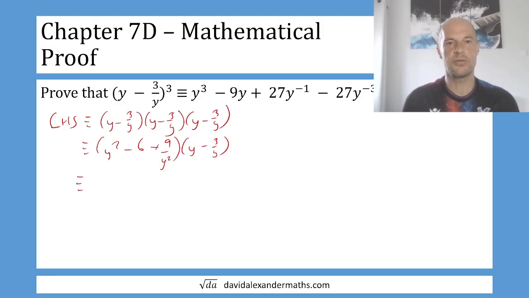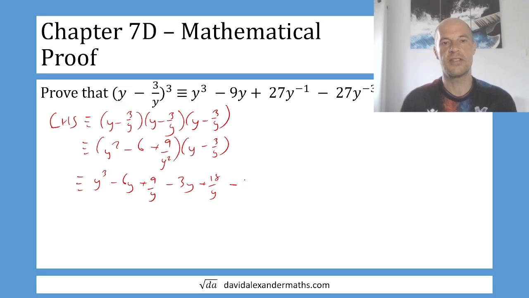So that is identical to multiplying through by y cubed take away 6y plus 9y over y squared. So that's plus 9 over y. Now multiplying through by the minus 3 over y. So that will give me minus 3y squared over y, so minus 3y. Minus 6 times minus 3 over y will be plus 18 over y. And 9y squared multiplied by minus 3 over y will become minus 27 over y cubed.